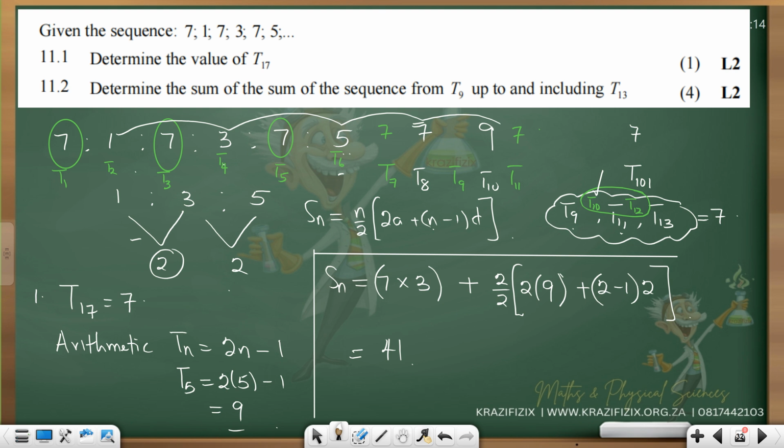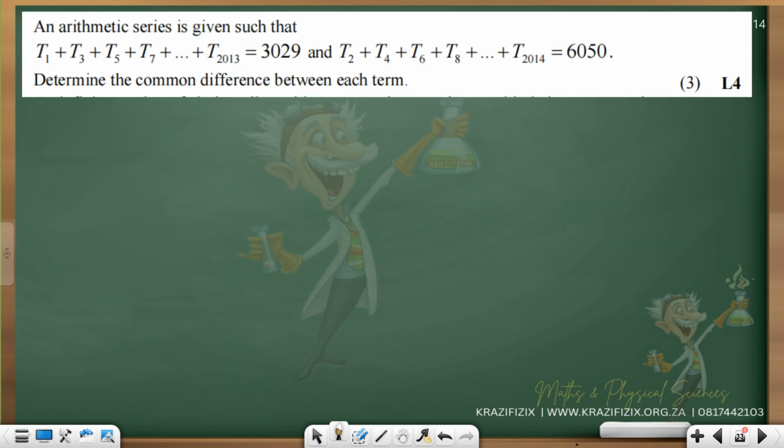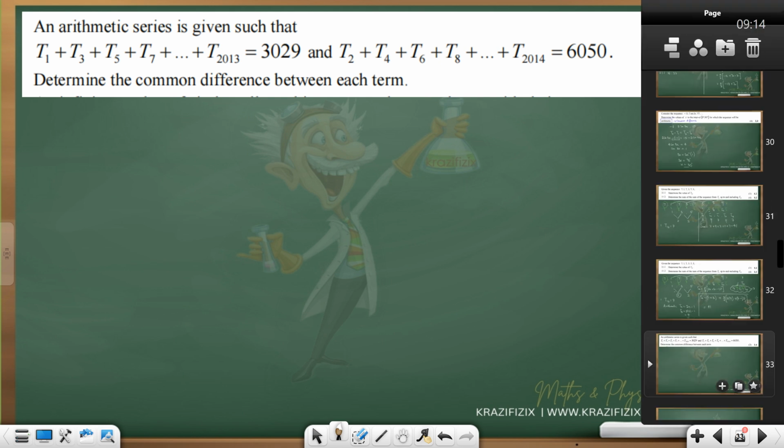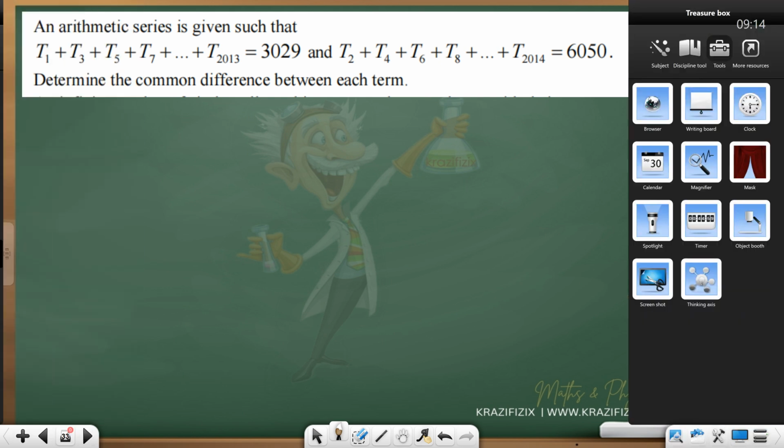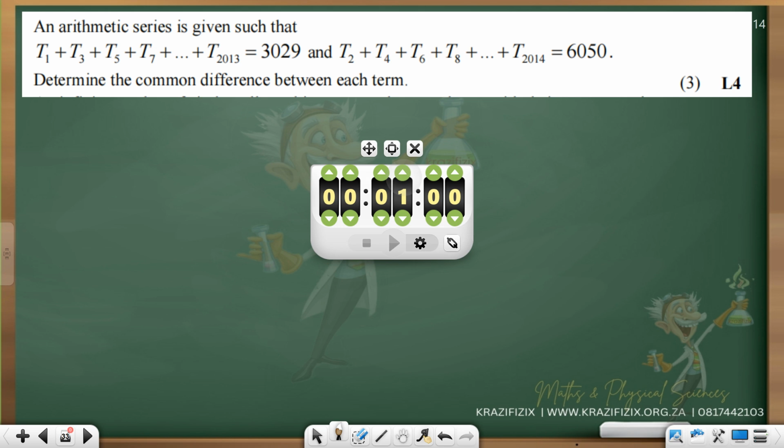Okay. I want to give you a chance to look at this. It's 3 marks, so it shouldn't be difficult. 5 minutes, because I want you to think carefully. 5 minutes.